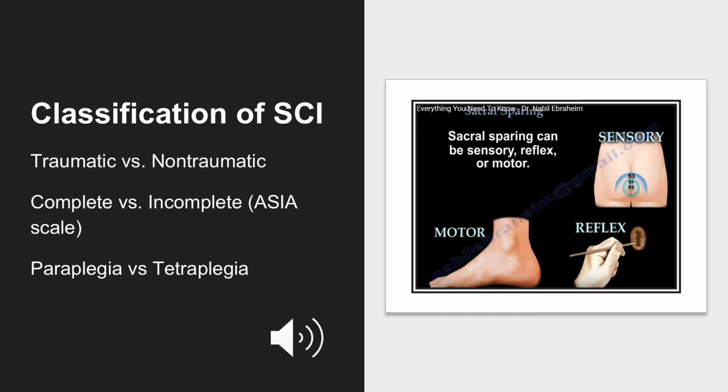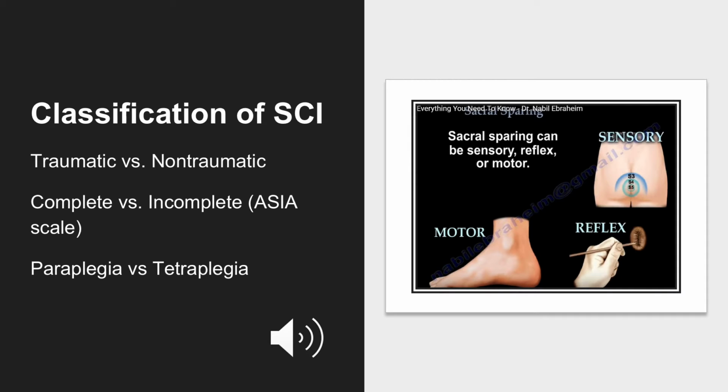There are many different ways to characterize and categorize spinal cord injuries. First, you can classify them based on their cause. You can have a traumatic spinal cord injury, which would be from some type of trauma, like a motor vehicle accident or a fall, or you can have a non-traumatic spinal cord injury, which could be from a circulatory or neurologic issue. You could also categorize them as complete or incomplete.